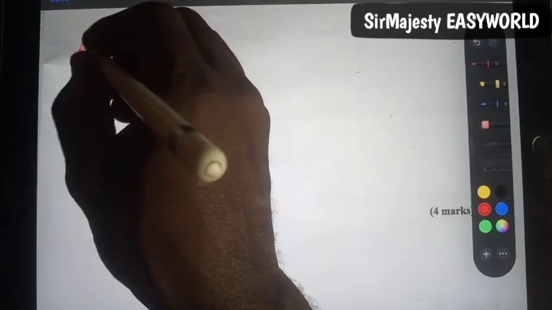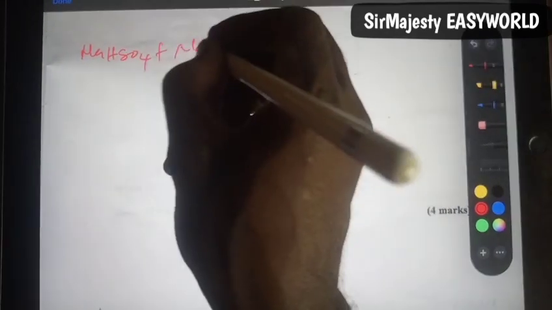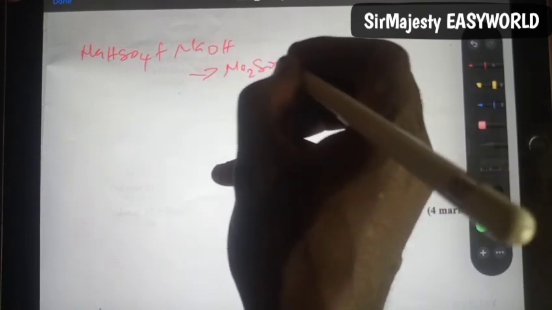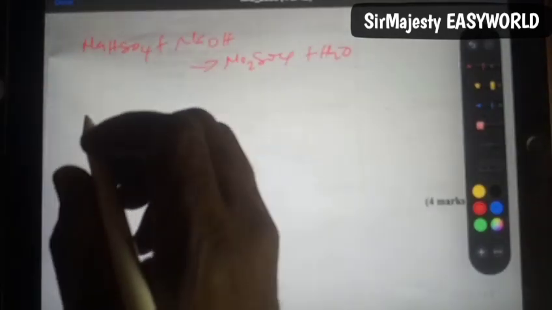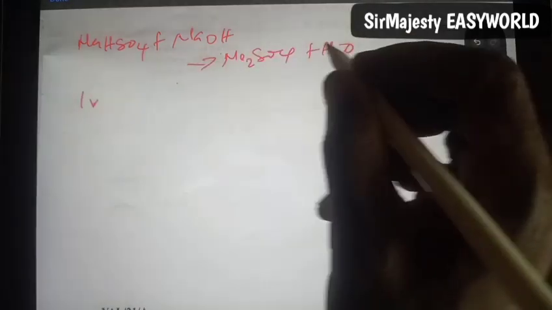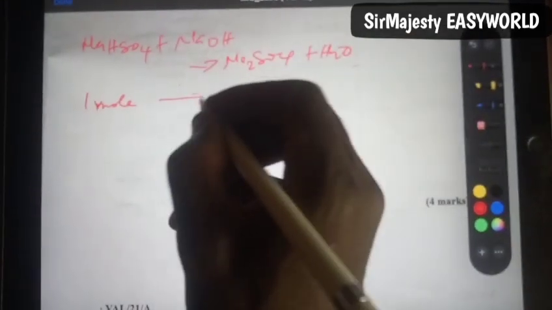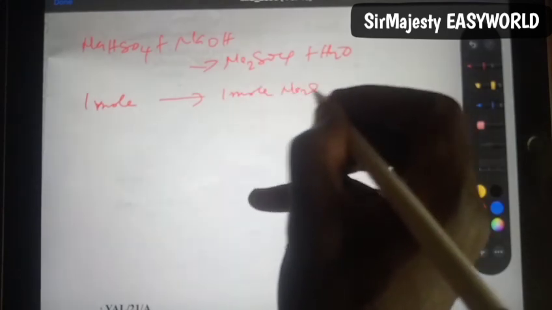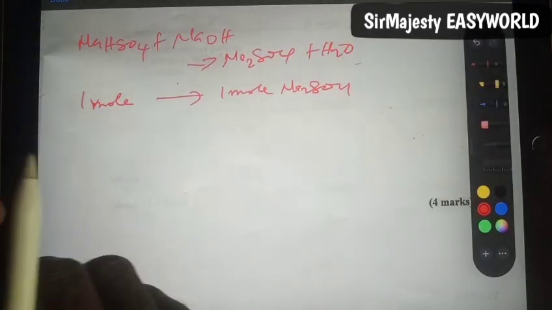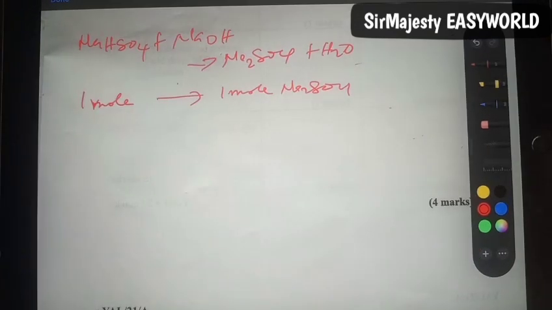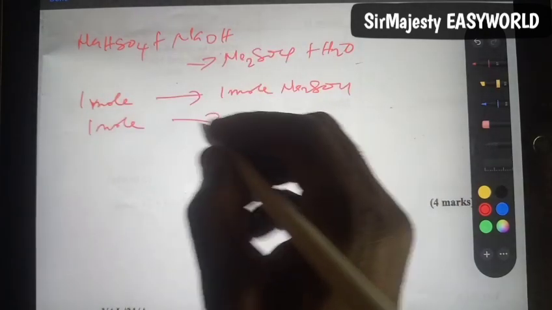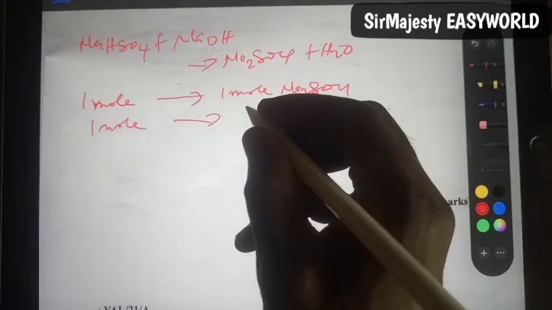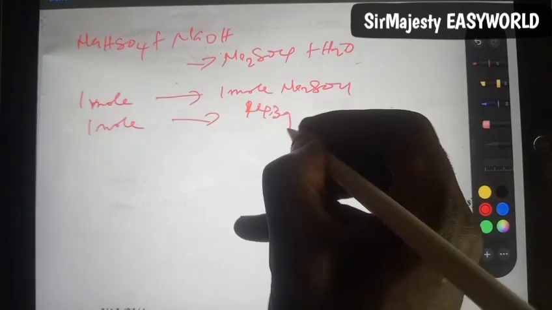So the equation of the reaction, I repeat, is sodium hydrogen sulfate plus sodium hydroxide will give you sodium sulfate, which is the salt they are talking about, plus water. 1:1. Therefore, you relate this. 1 mole of this will give you 1 mole of this. One mole of NaHSO4 gives 1 mole of Na2SO4. By checking the molar mass, it is 120 plus 23, because that's the extra thing we added. So we have 143. The stoichiometry shows that 1 mole of NaHSO4 will give you 143 grams of this salt.